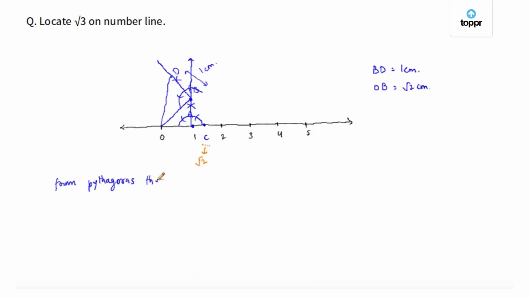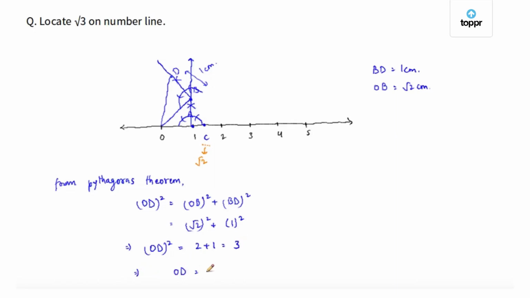Now join OD. Triangle BOD is a right angle triangle, so from Pythagoras theorem we can say that OD square is equal to OB square plus BD square. If I substitute the value of OB and BD, we get root 2 square plus 1 square. That is, OD square becomes 2 plus 1, which is 3, giving us OD as root 3 centimeter.